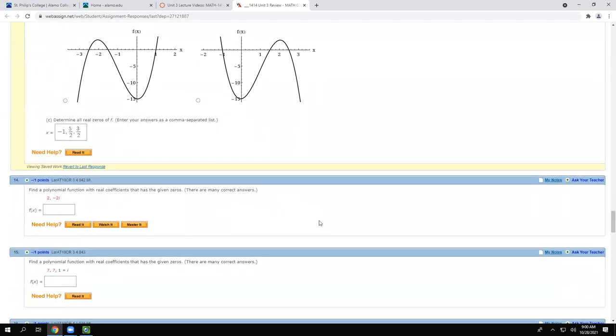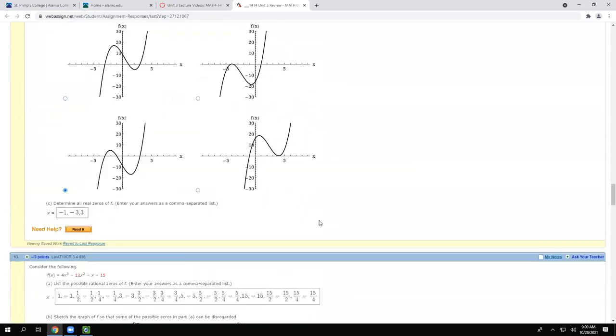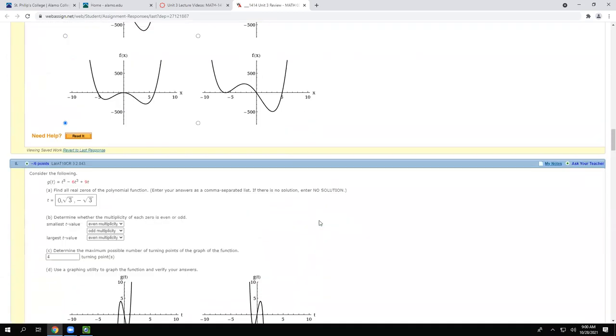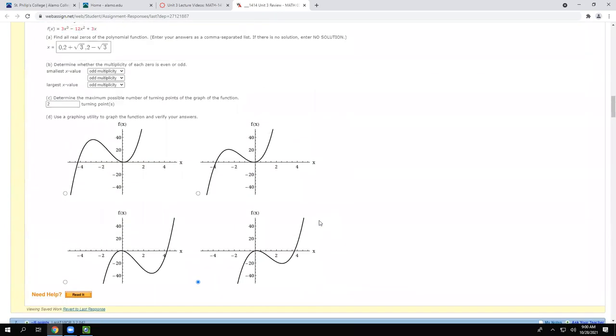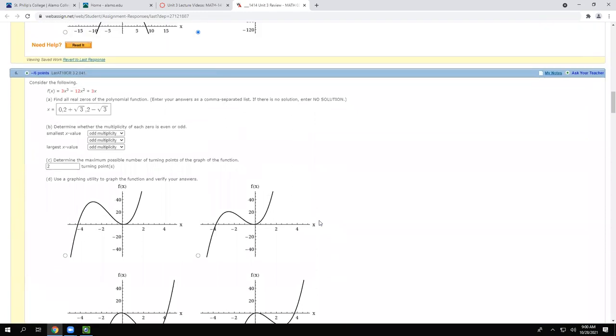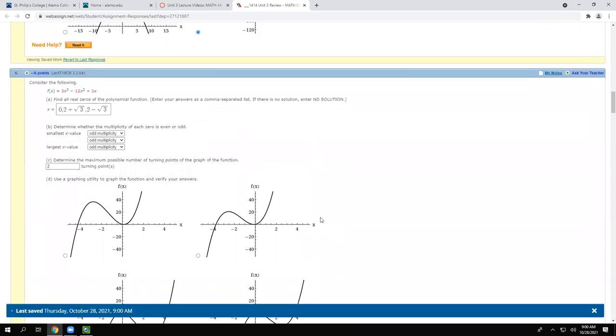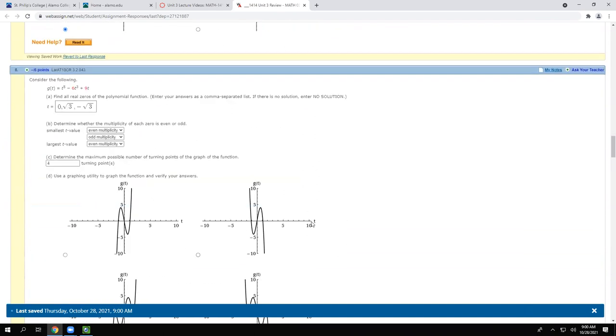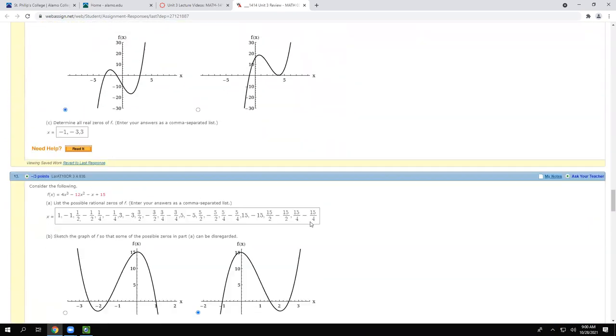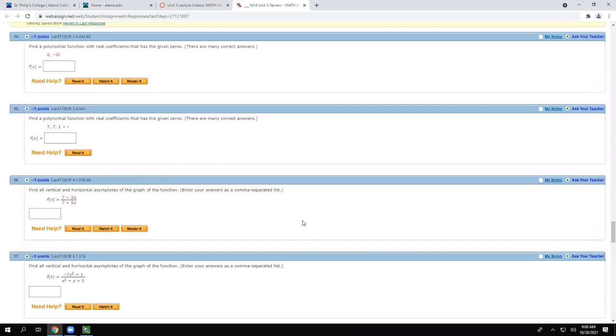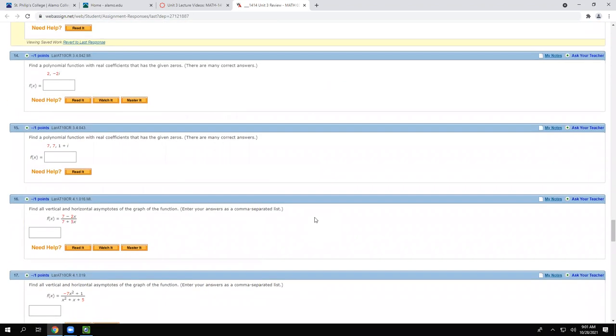So none of these problems had asked me about the end behavior, all these graphing problems. They never asked me about the end behavior, but it helped in picking the correct graph, didn't it? Okay, so it's still good to know that information, even if it doesn't ask for it. Okay, now this is a little bit more algebra, a little bit less graph, so maybe able to go a little bit faster on these things.